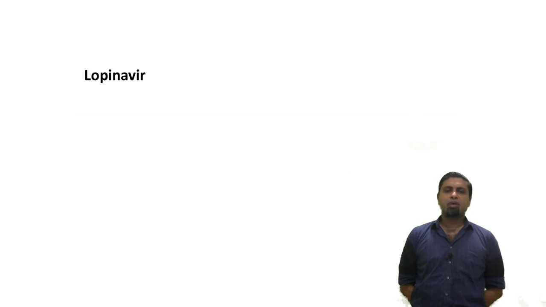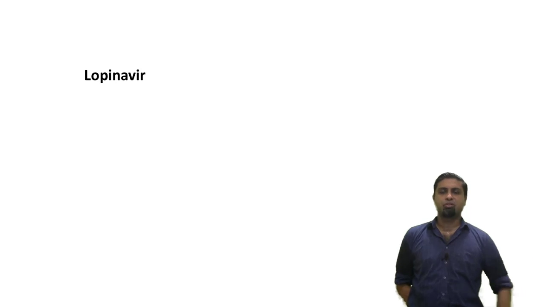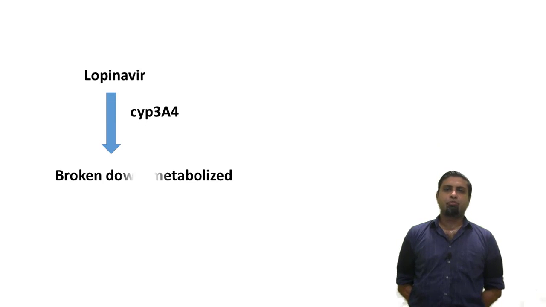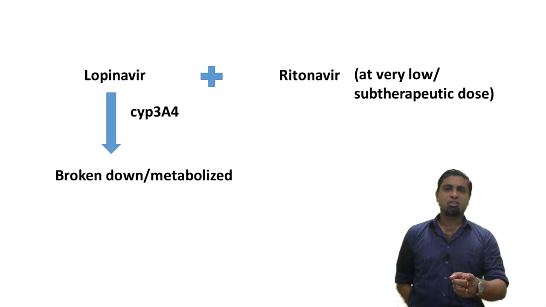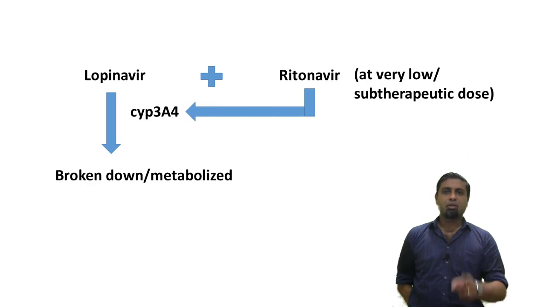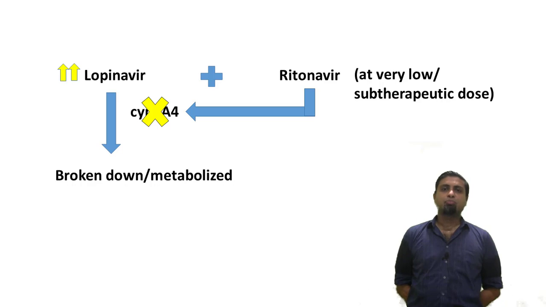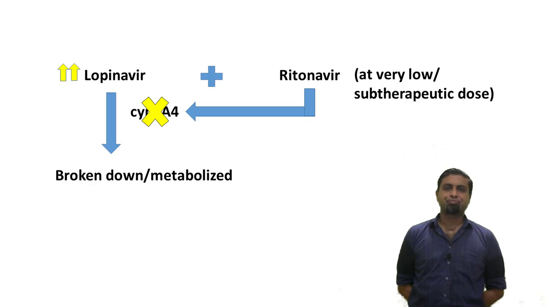So, if I were to, for example, administer a patient with lopinavir, which is another protease inhibitor for HIV, lopinavir gets metabolized by CYP3A4. But if I were to co-administer ritonavir, not at 600 milligrams, but at a far lower dose, 100 milligrams. Now at this dose, ritonavir is not going to have any significant antiviral activity, but it will inhibit CYP3A4. And this would mean that the plasma concentrations of lopinavir would be increased for a prolonged duration of time.